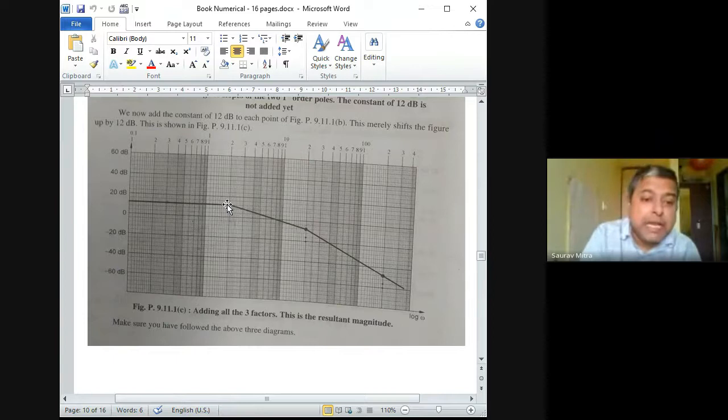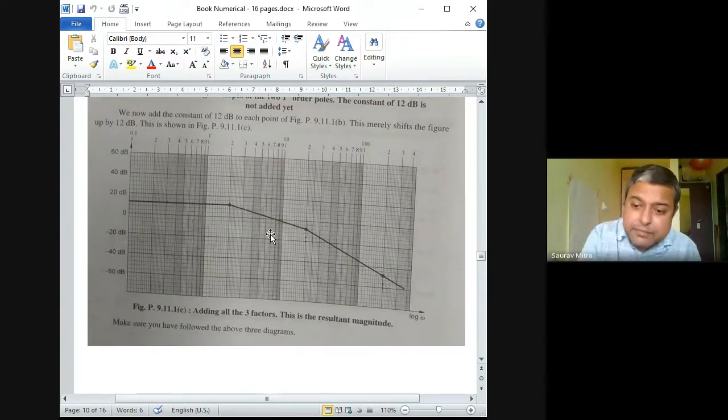That means you have to draw a line of minus 20 dB per decade starting from the point 2 comma 12. From 0.1 to 2, there was only one amplitude, plus 12 dB, so the resultant is only one line. At 2 there are two vectors: one is this plus 12 dB, another is minus 20 dB per decade.